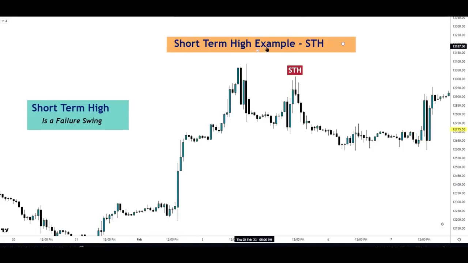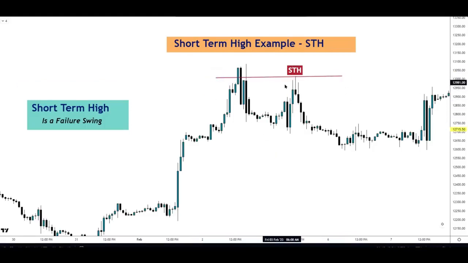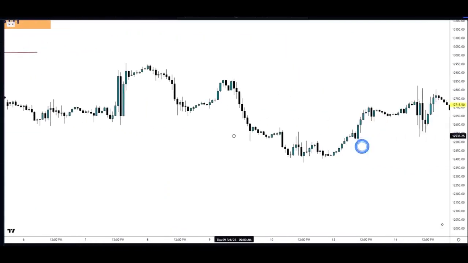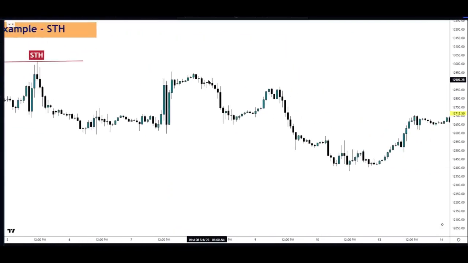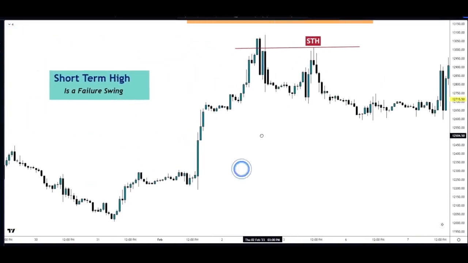So there's short-term high examples of what I'm showing you right now. A short-term high is a failure swing. So I have an example here. As price comes up, probably run stops over there, and then this comes up and it fails to go above the high to the left there. So then you would mark that off as a short-term high. You'll see them everywhere, pretty much. This is a short-term high, that's a short-term high, they're failure swings.